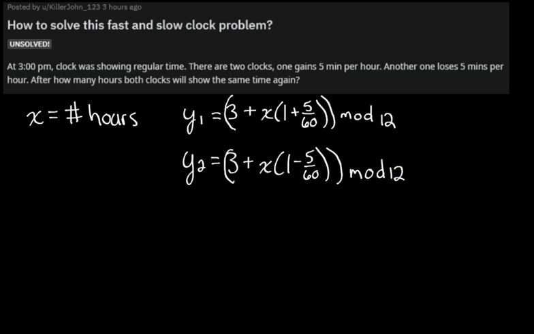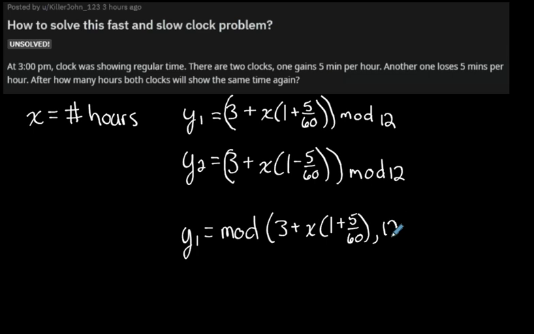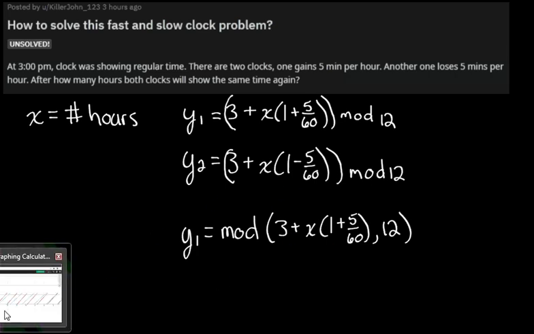Actually, you can't see on the Desmos screen, so I'll go ahead and show you what I typed in here. I typed in the first one, y1 is equal to mod, and then I put in my function first. So 3 plus x times 1 plus 5 divided by 60. Then you put a comma, and then you put what number you're modding by. So this is going to be mod 12, and that's the function that I typed into Desmos. And then I typed this one the same way into the second one. And here's what it looks like.